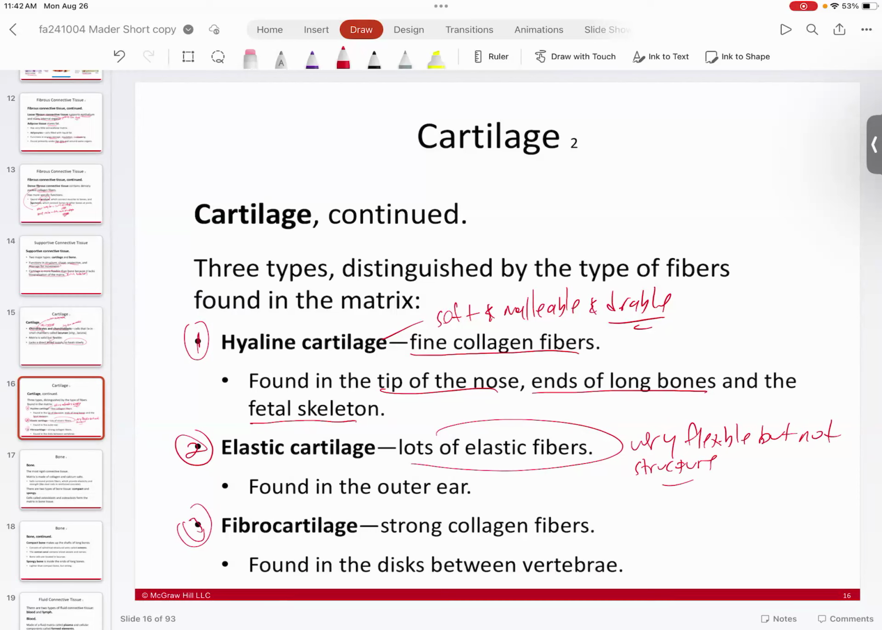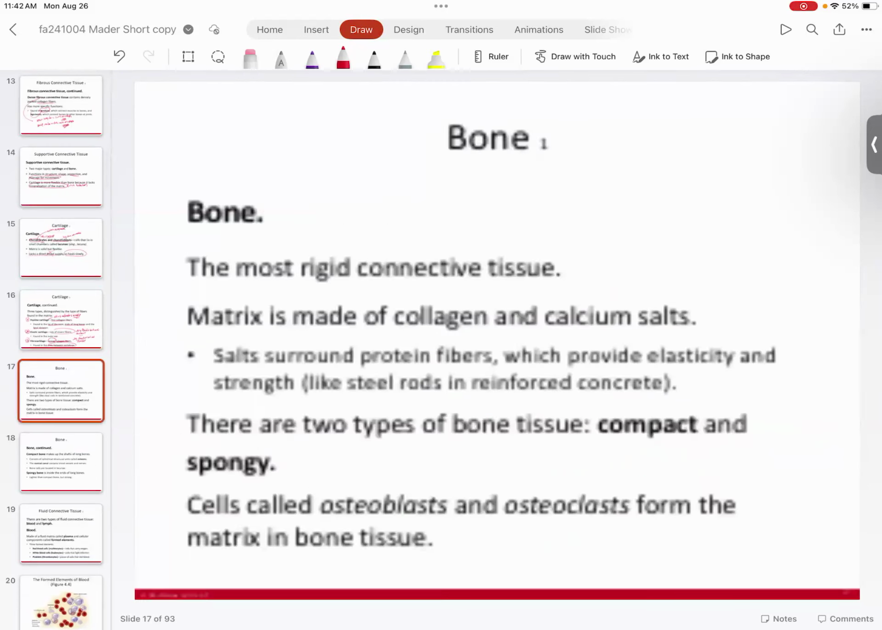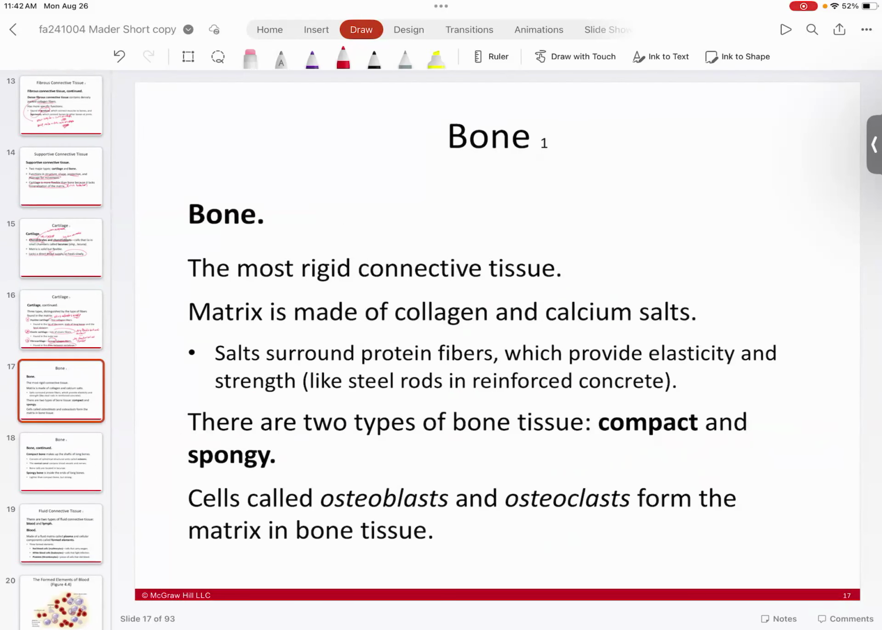The last one is fiber cartilage, which is the opposite. So you have lots of strong collagen fibers. So this is basically very structural, but not flexible. And so in this case, you have shock absorption. So for instance, your vertebral discs are made out of fiber cartilage. Your pubic symphysis is like a little fiber cartilage plug in between your two bones to keep your two pubic bones from clapping together when you walk. And so those are your main types of cartilage.